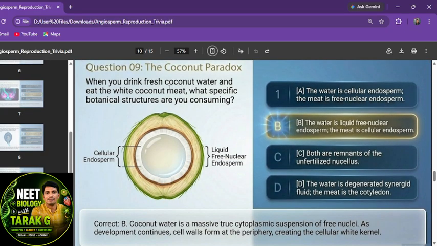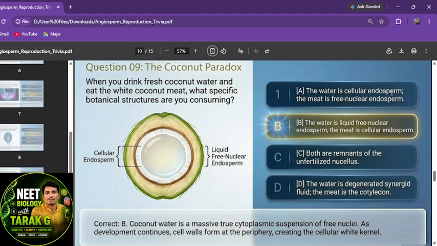When you drink fresh coconut water and eat the white coconut meat, what specific botanical structure are you consuming? This is a very interesting question. What structure is the tender coconut, or the coconut meat you want to eat, botanically? The liquid is free nuclear endosperm, and the meat inside is cellular endosperm. This is what you are eating, right? They have given us four options.